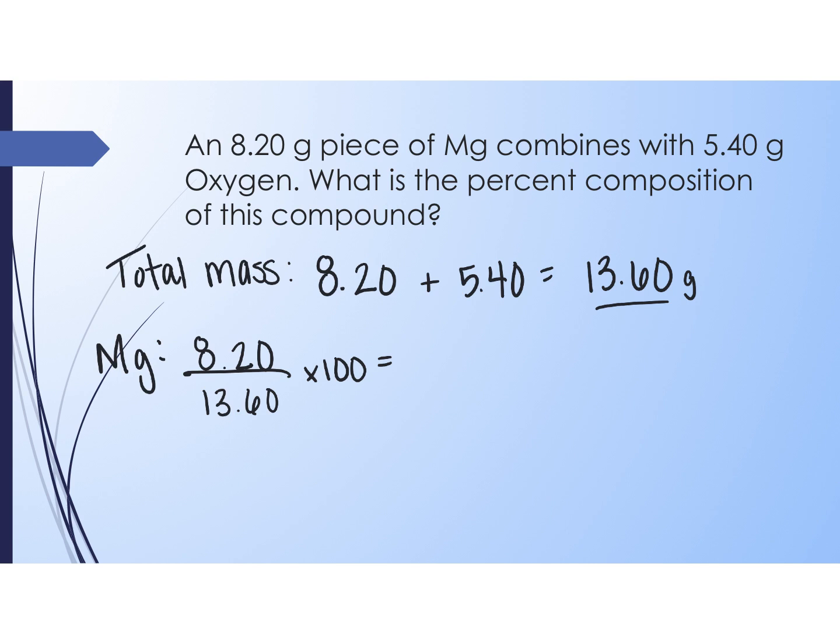Okay. So go ahead and get out your calculator. Type this in. Make sure you can type it in correct to get the correct answer. If you're struggling, you might need to put parentheses around the numbers you're going to divide and then multiply it by 100. Why did we put 8.20 on top? It's the mass of magnesium, which we're pulling from the word problem.